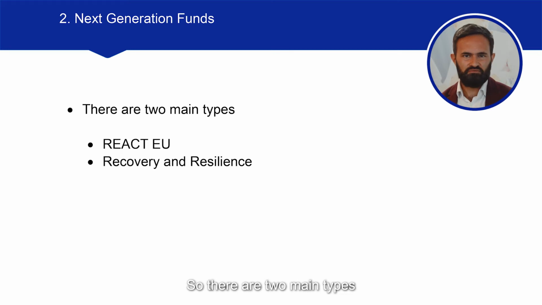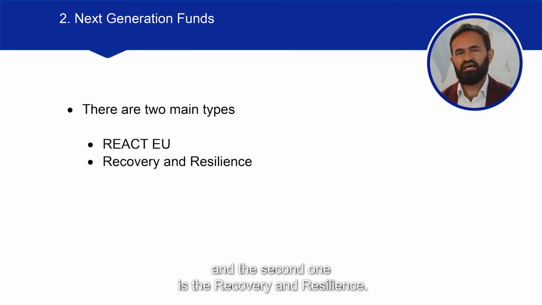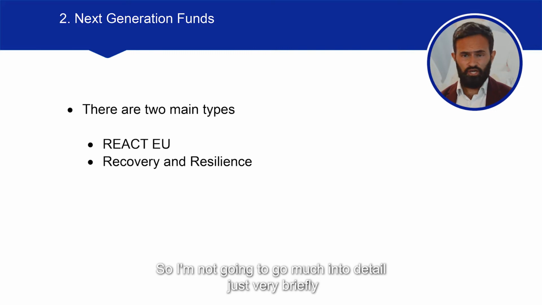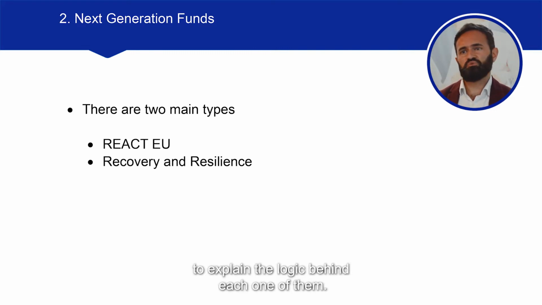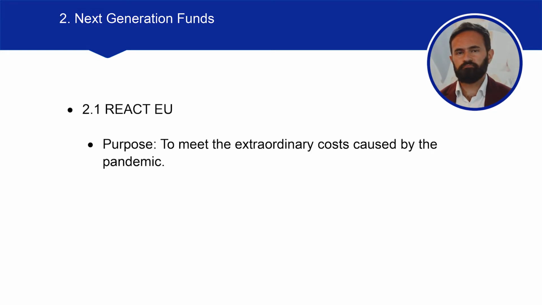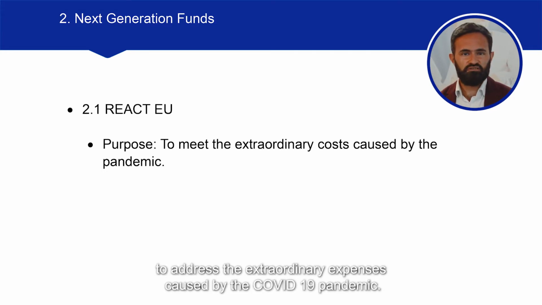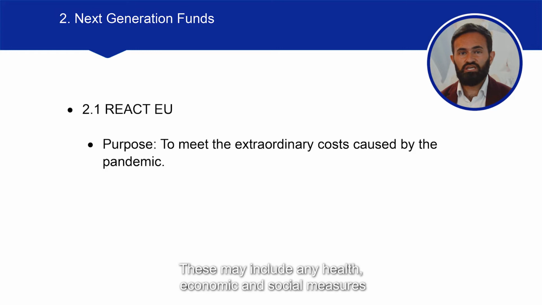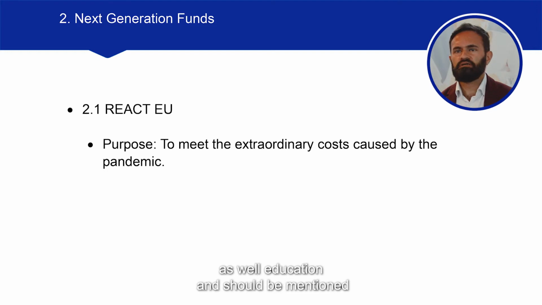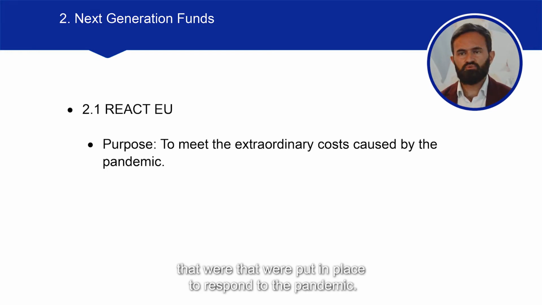So there are two main types when it comes to the next generation EU funds. One is the React EU, and the second one is the Recovery and Resilience. I'm not going to go into much detail, just very briefly explain the logic behind each one of them. So for the React EU, the purpose of this fund is to support countries within the EU to address the extraordinary expenses caused by the COVID-19 pandemic. These may include any health, economic and social measures as well. Education should be mentioned, that were put in place to respond to the pandemic.